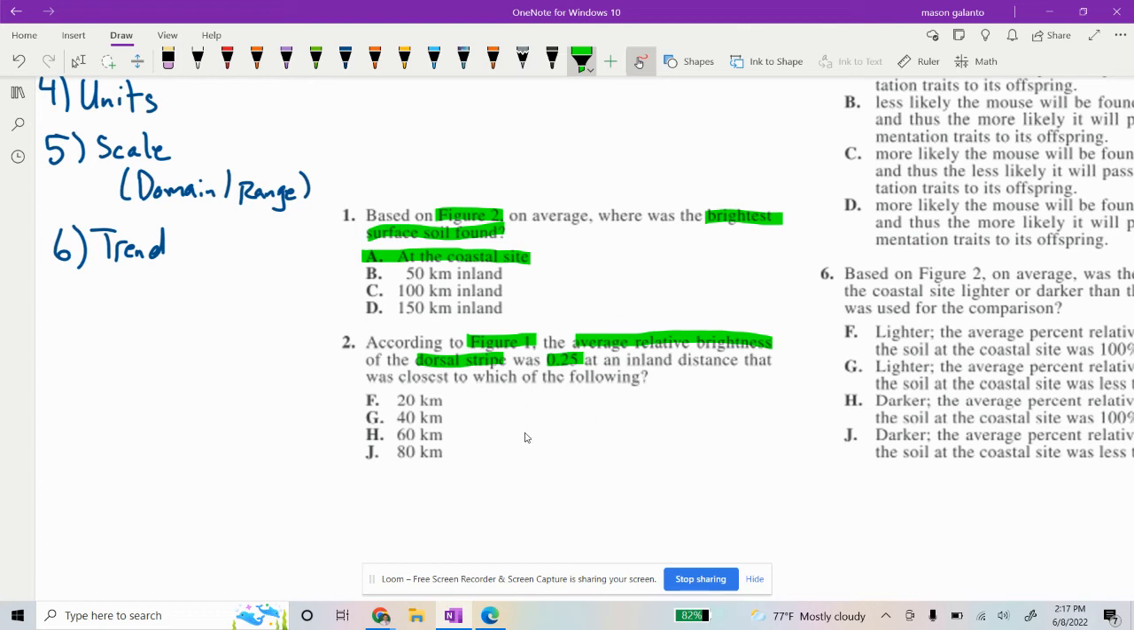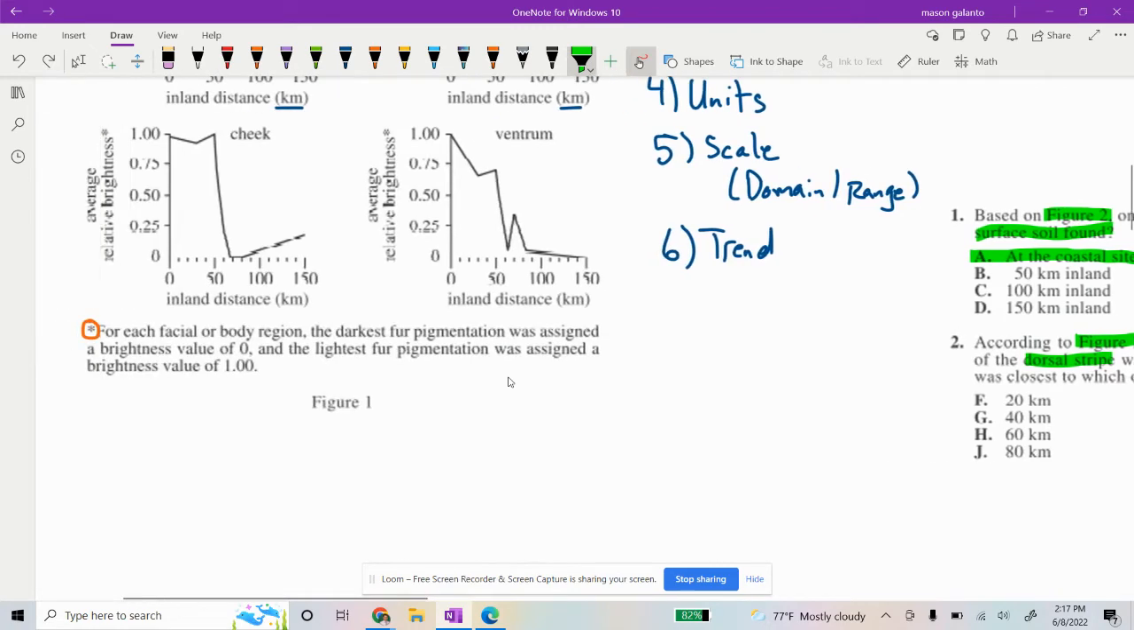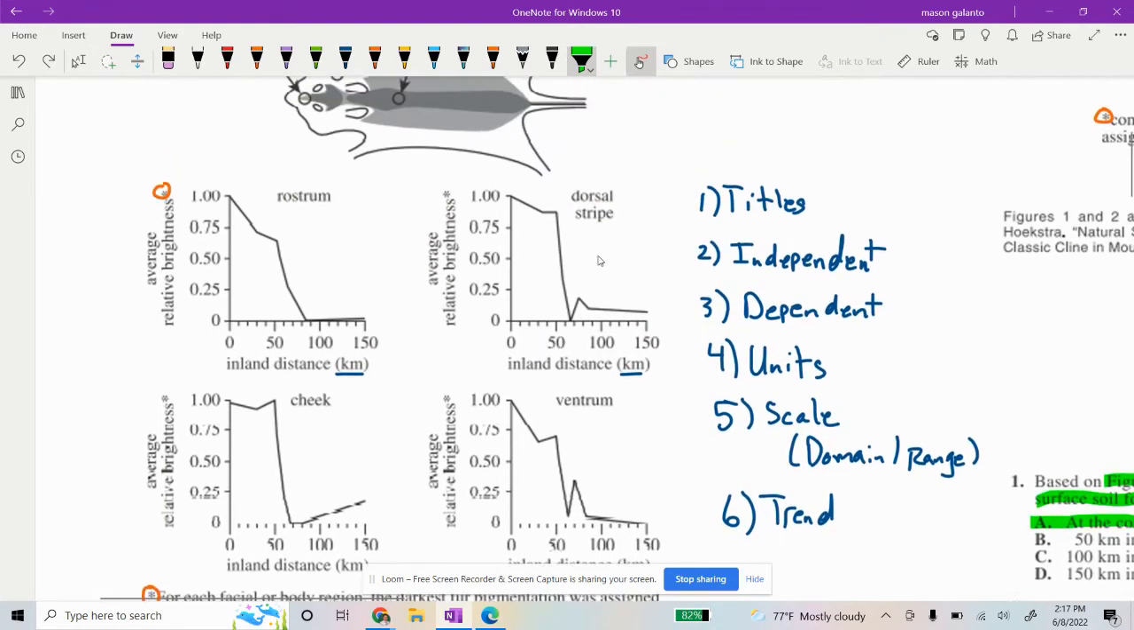Okay, pause real quick. Another important factor to look at whenever you're taking the ACT are your answer choices. Everything is measured in kilometers. So if you're measuring off of your y-axis, you know that's not going to be the right value because kilometers is always measured on our independent axis for these graphs. So let's find the dorsal stripe at 0.25. Well, the dorsal stripe is here.